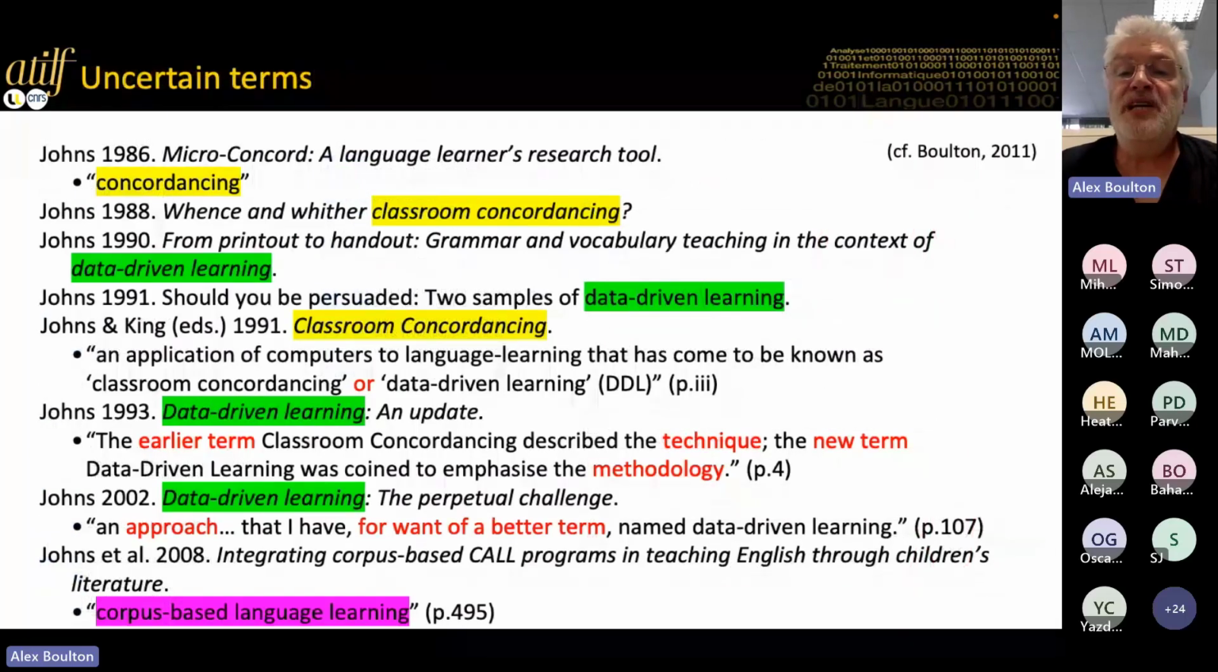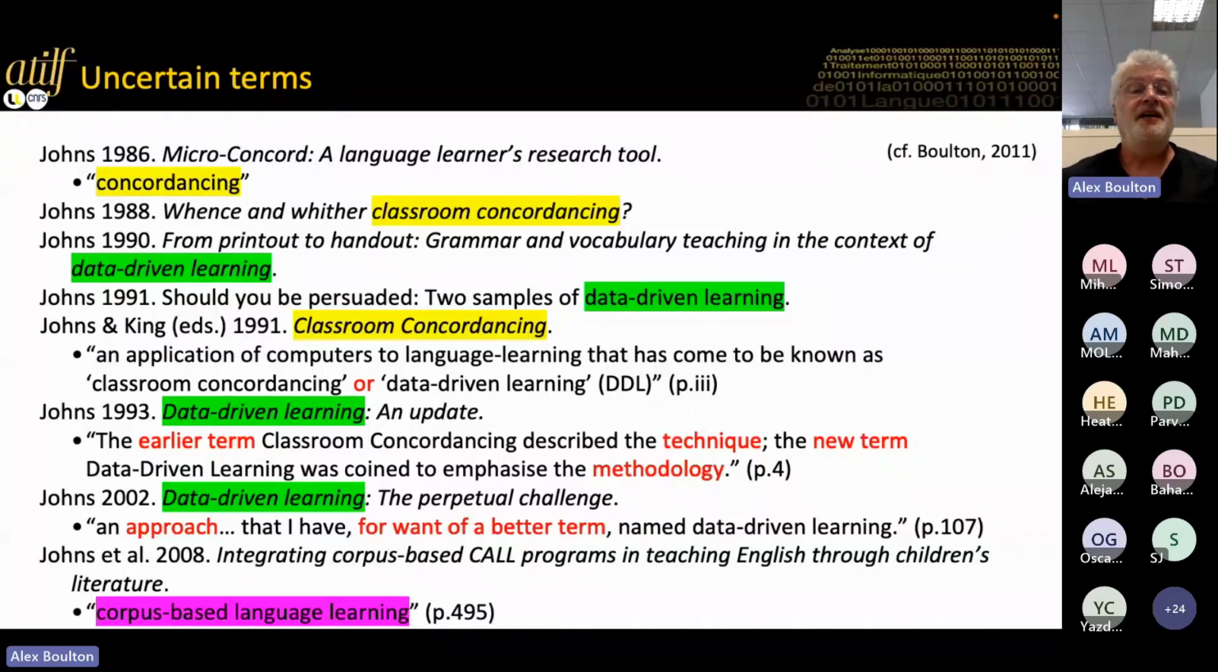So if we have the term DDL today, why didn't we use it before? Well, DDL was coined by Tim Johns, who was writing in the late 80s, 1990s, and a little bit in the 2000s as well. Unfortunately, he died in 2007 or 2008. I think his last paper was posthumous. When his first paper, when he really talked about this, he talked about concordancing. That was a paper in 1986. And in 1988, another paper actually included in the title classroom concordancing.